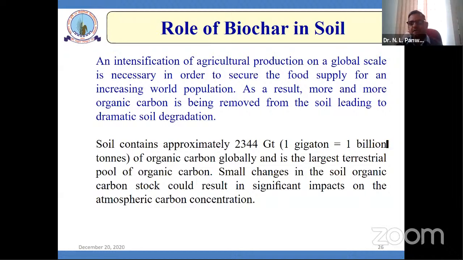This is a simple way to see it: soil contains approximately 2,344 gigatons of organic carbon. Small changes in terrestrial organic carbon make significant changes in the impact on atmospheric carbon concentration. So I will show you how biochar is helpful to produce quality fuel, quality grain, and reduce carbon emission in the atmosphere.